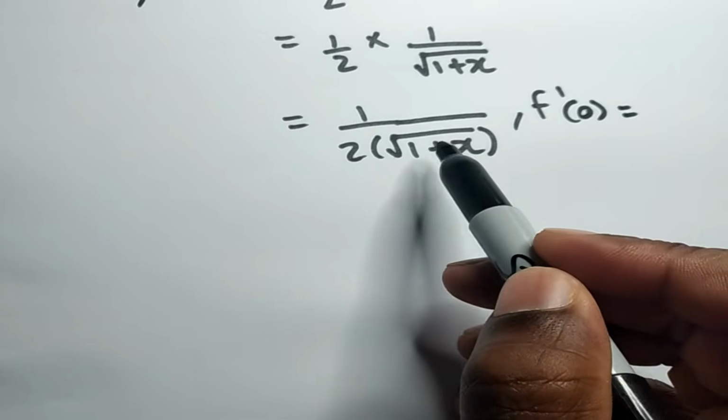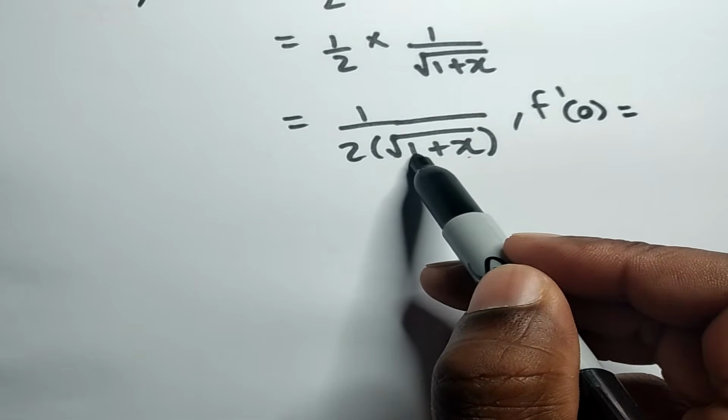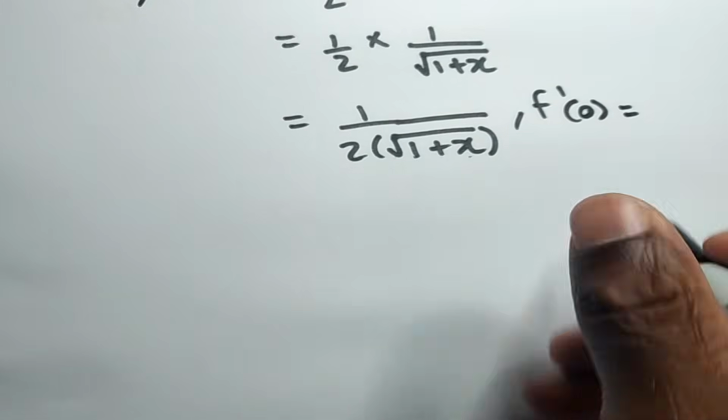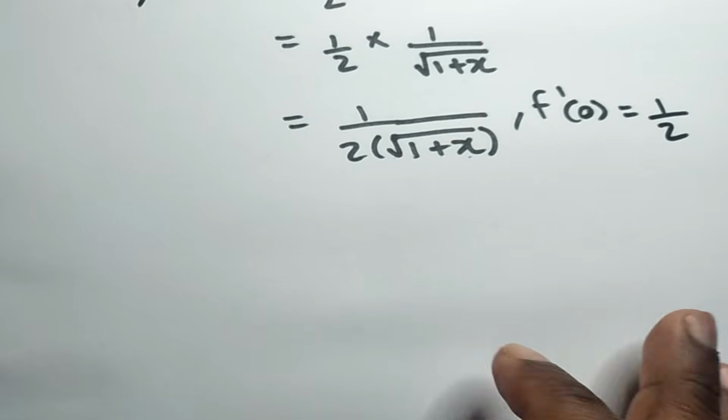So 1 plus 0 is 1. The square root of 1 is 1. 2 times 1 is 2. So we'll end up with 1 over 2. All right, so this will give us 1 over 2.